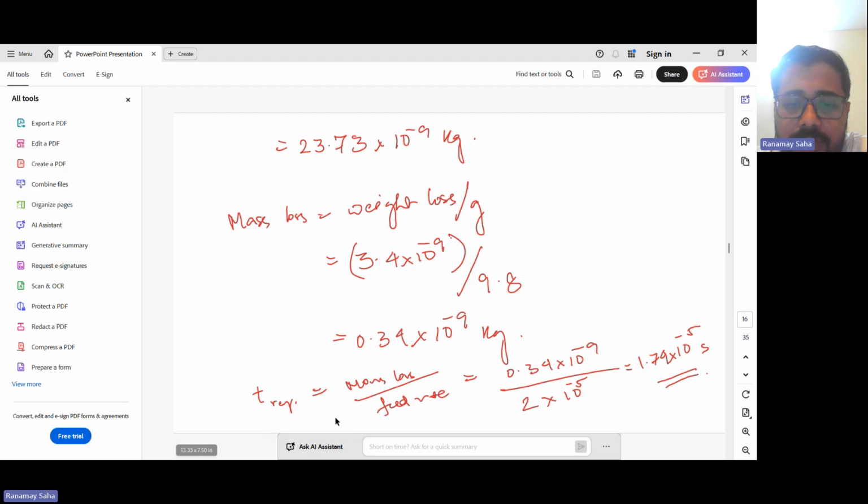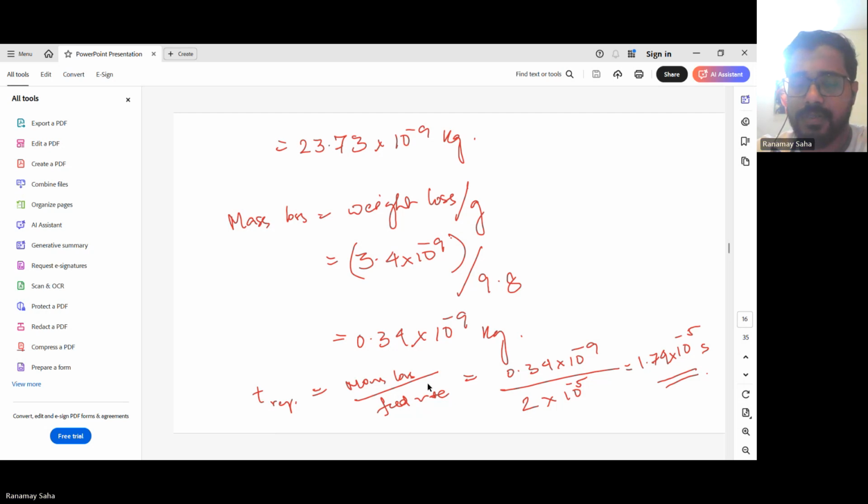The time required then becomes the mass loss divided by the feed rate. If you look at the units, the mass loss is in kg and the feed rate is in kg per second, so the unit becomes seconds. So the time required can be found as the mass loss divided by the feed rate value. Hope you got this question. Just take a note of it, and then we will move to one more such question out of the abrasive jet machining process.